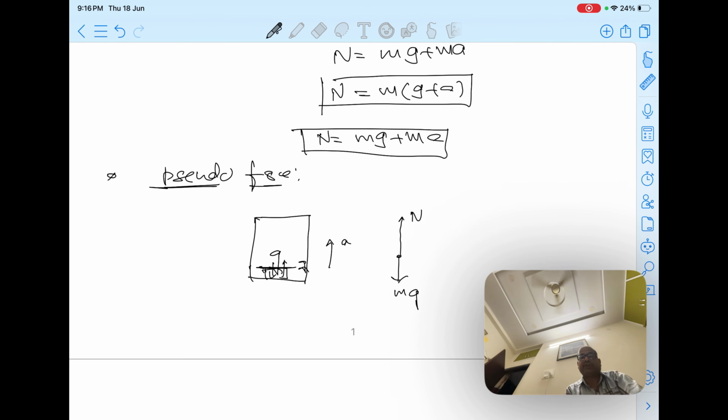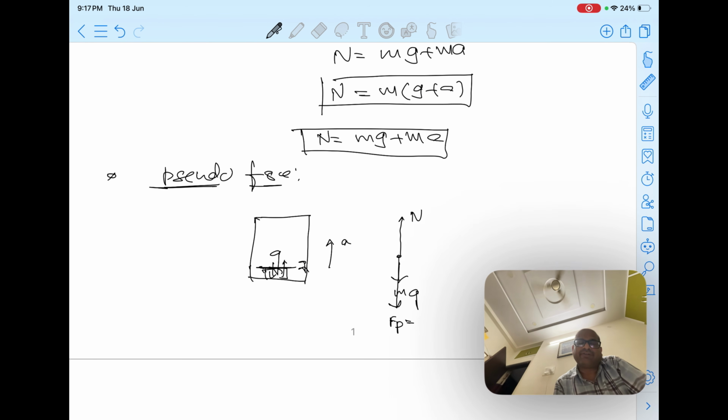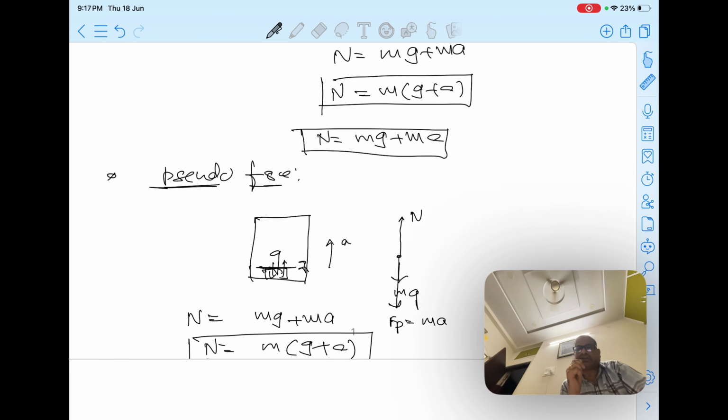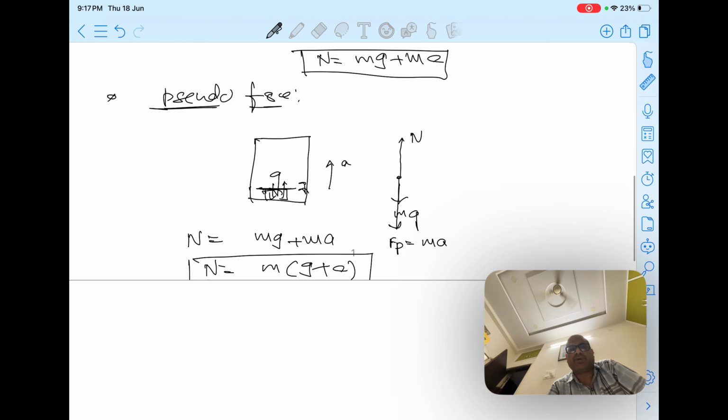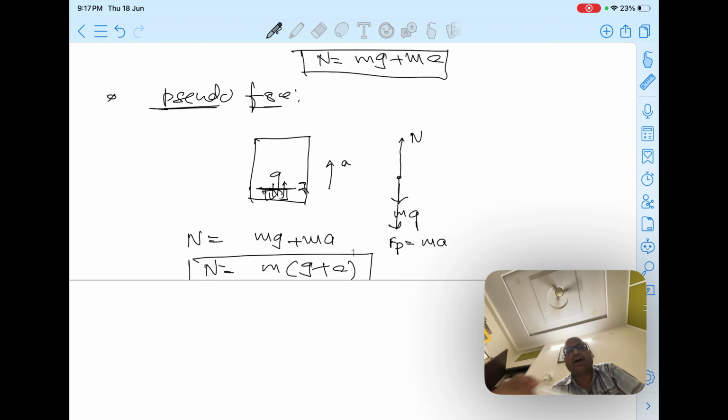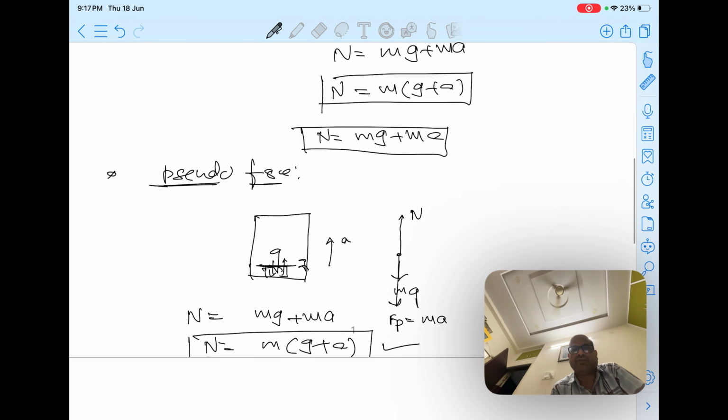Whenever we talk with respect to this kind of accelerating frame, we have to consider a pseudo force opposite to the acceleration of the frame. The frame is accelerating upward, so the pseudo force will be downward, that is m into a. He is in equilibrium with respect to the lift frame, so the upward force should balance the downward force, that is mg plus ma. So N will be m into (g plus a). Therefore, when the lift is accelerating upward, the normal reaction experienced by the person, which the weighing machine measures, is mg plus ma.